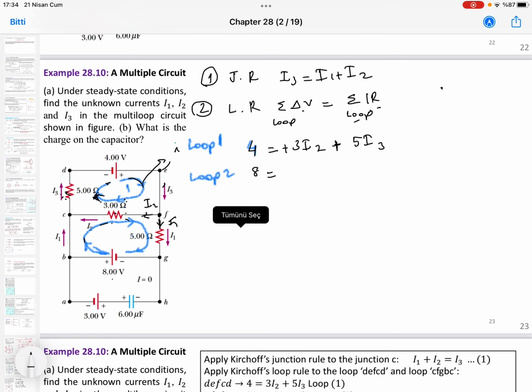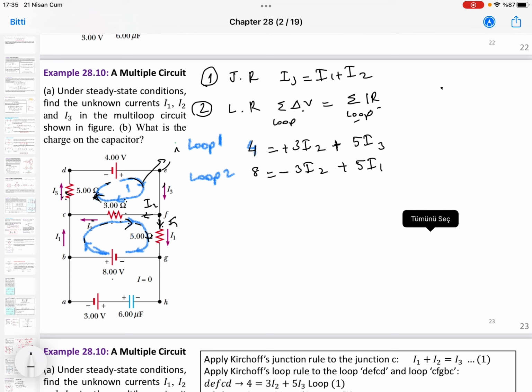yes, here look at the loop direction and current direction. Loop direction and current direction are opposite to each other, so I will use the minus sign. Minus 3 multiplied by which current do I have, I2. Okay, and then I will continue with my loop. I will come here, and the loop direction and current direction are the same. So I will say positive sign, 5 multiplied by I1.